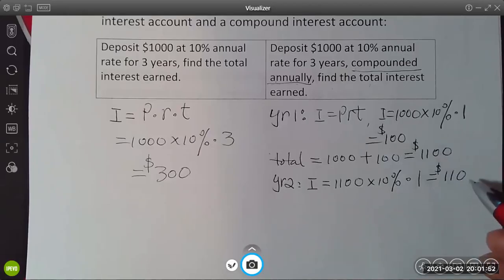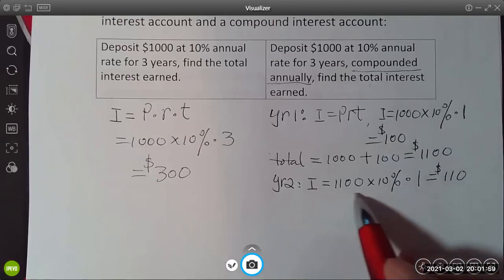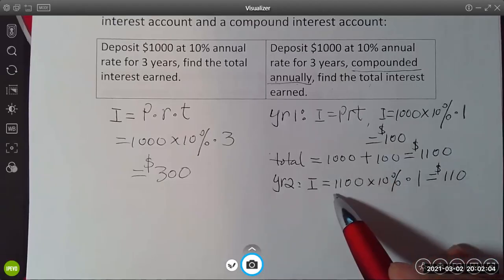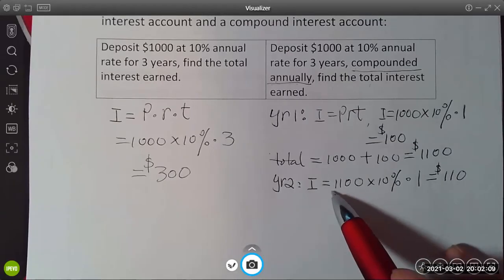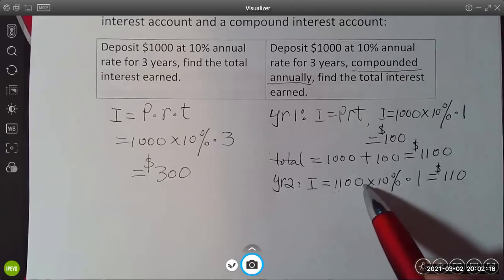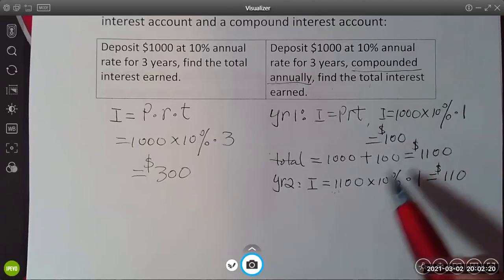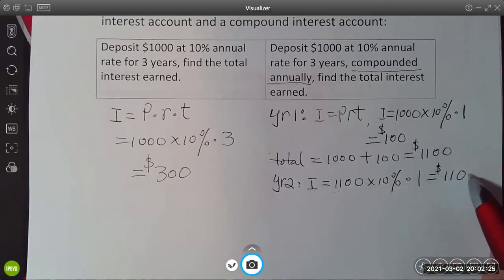So where does the extra $10 of interest come from? Well, we have this little bit higher principal at the beginning of the second year. So originally we have 1,000 principal. If you use 1,000 times 10%, that'll give you $100 interest, right? But we have an extra $100, which is the interest from the previous year. That $100 times 10%, that's how we get this extra $10.